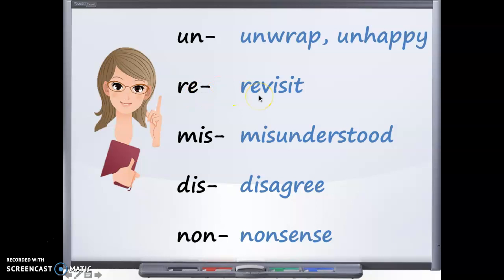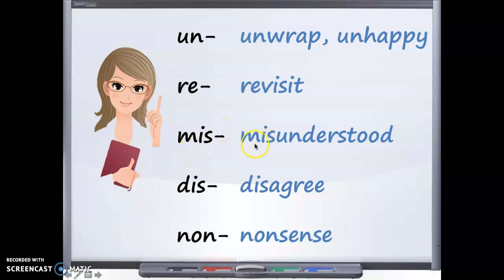Re. We have the prefix re in front of the base word visit. If I revisit the same place over and over and over again, it means I am going to that same place again and again and again. So re means to do something again. So in this case, revisit means to visit again. See how that changed the meaning of that word?